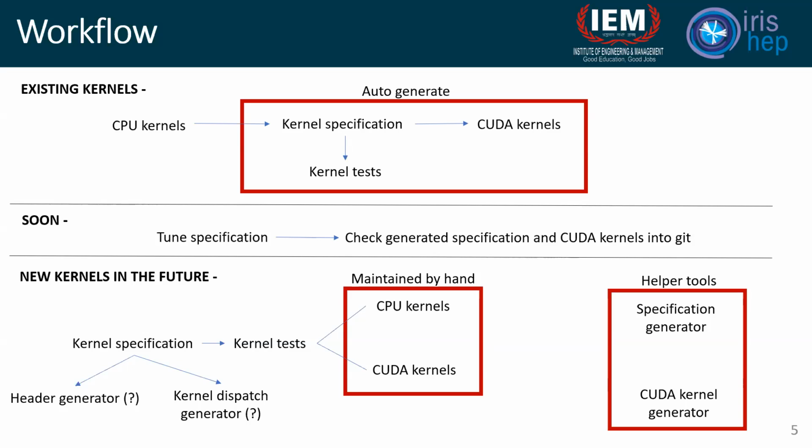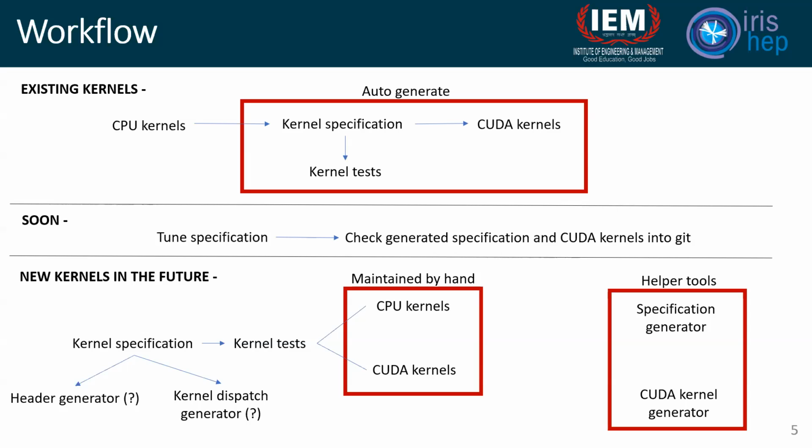In the next week or so, at least within the time of my fellowship, we'll be tuning the specification that was generated and actually checking in the generated specification and CUDA kernels into the Git code base of awkward arrays. And in the future, the user would be writing the specification file, the CPU kernels, and the CUDA kernels. So you might notice that the only thing that is common to the block under existing kernels and new kernels in the future is the kernel test.